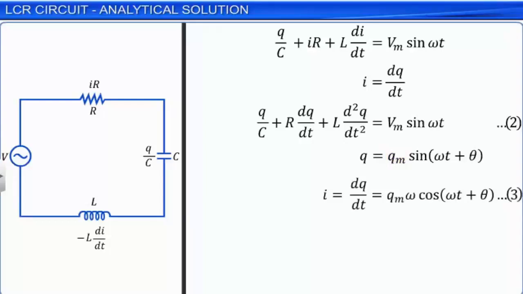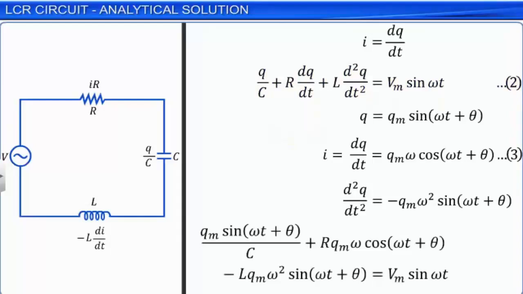Let this be equation 3. Similarly, we have d square q by dt square equal to minus Qm omega square sin(omega t plus theta). Substituting these values in equation 2, we get Qm sin(omega t plus theta) by C plus R Qm omega cos(omega t plus theta) minus L Qm omega square sin(omega t plus theta) equal to Vm sin omega t.